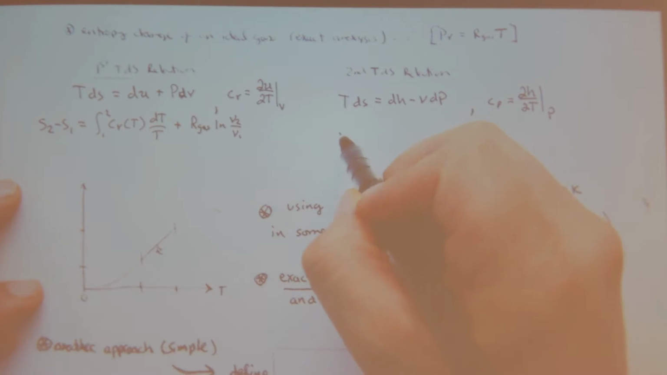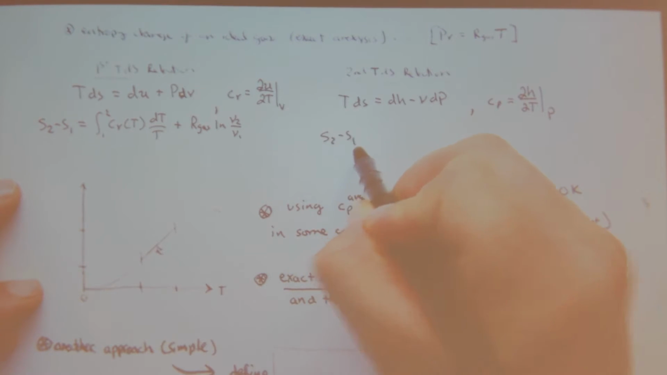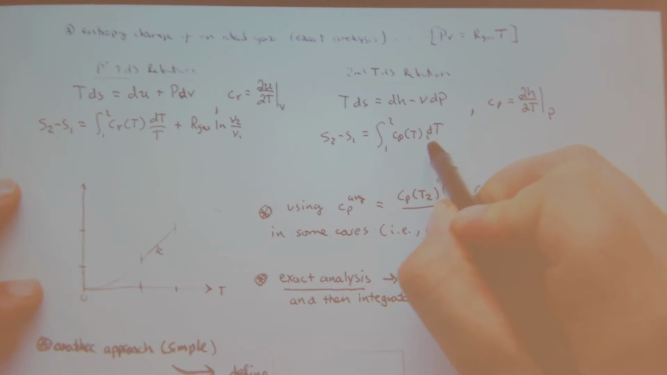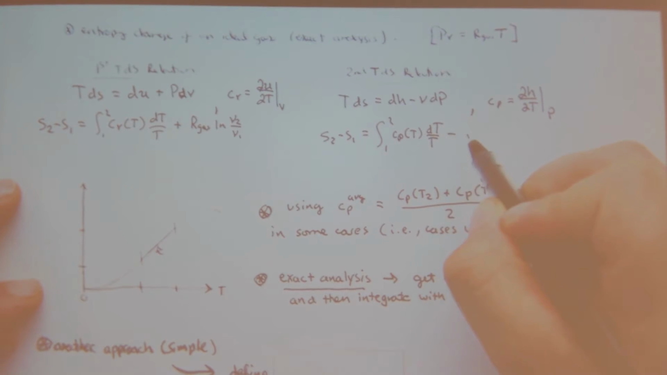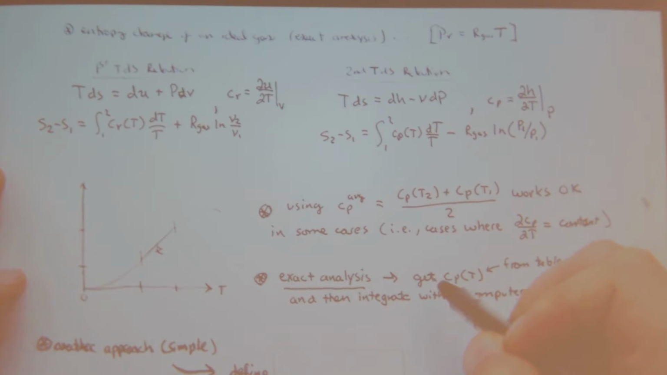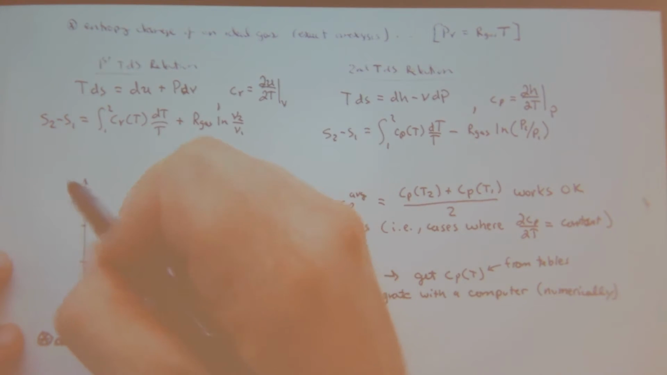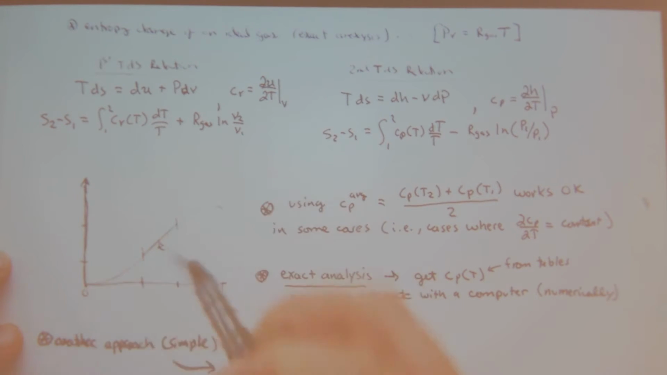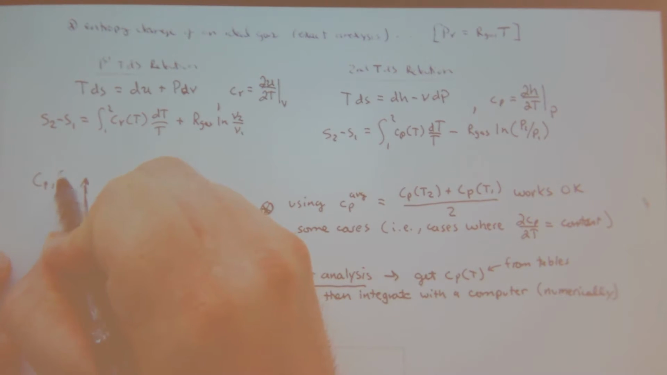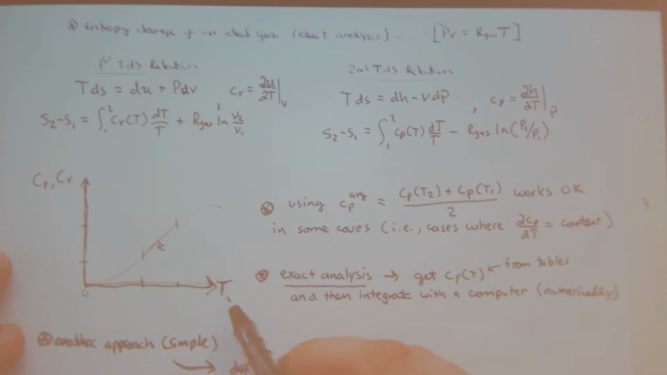Likewise, I can do the same thing. S2 minus S1 equals the integral from 1 to 2, Cp, which is a function of temperature, dT over T, minus R gas natural log P2 over P1. So I can just see we have some kind of understanding of what the heat capacity looks like. I have a plot here where now I'm plotting Cp or Cv as a function of temperature.